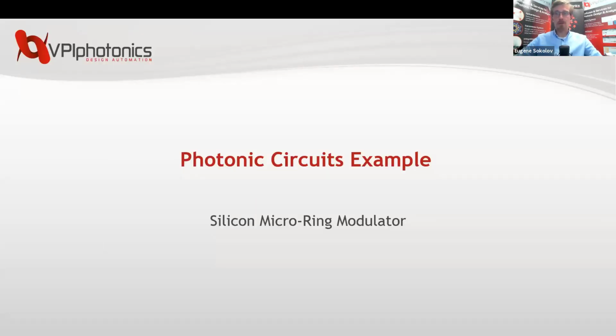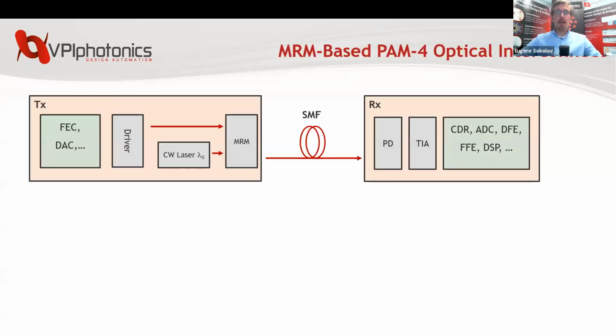As Chris mentioned, I'm going to talk about integrated photonic circuits and specifically about how a Silicon Micro-Ring Modulator could be simulated. To start with, let me show you first the simplified system configuration we are going to talk about. So this is our optical link based on a micro-ring modulator.